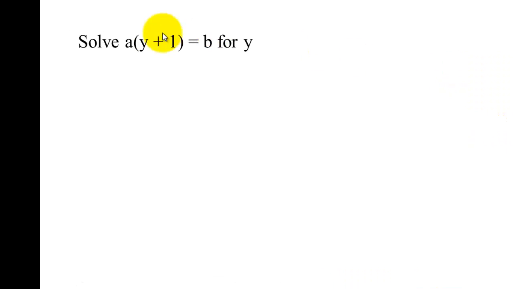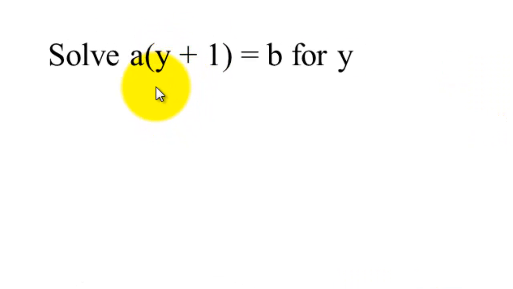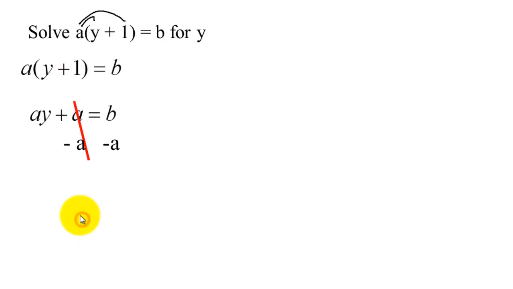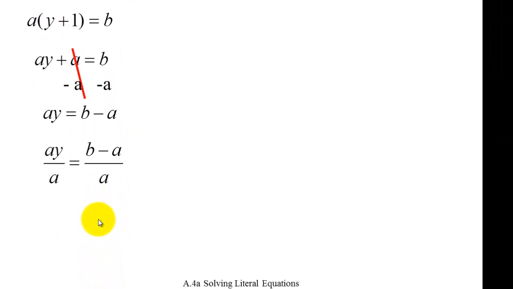Okay, next example. Now suppose we would like to solve for y. Now I will show you 2 different ways on how to solve this type of problem. First method is we are going to distribute our a to the quantity y plus 1. So a times y is equal to ay, and then a times 1 will be equal to a. Next, we are going to subtract a from both sides. B minus a cannot be simplified because these two are not like terms. So we can just write b minus a. And finally, divide both sides by a. We're going to get b minus a divided by a.